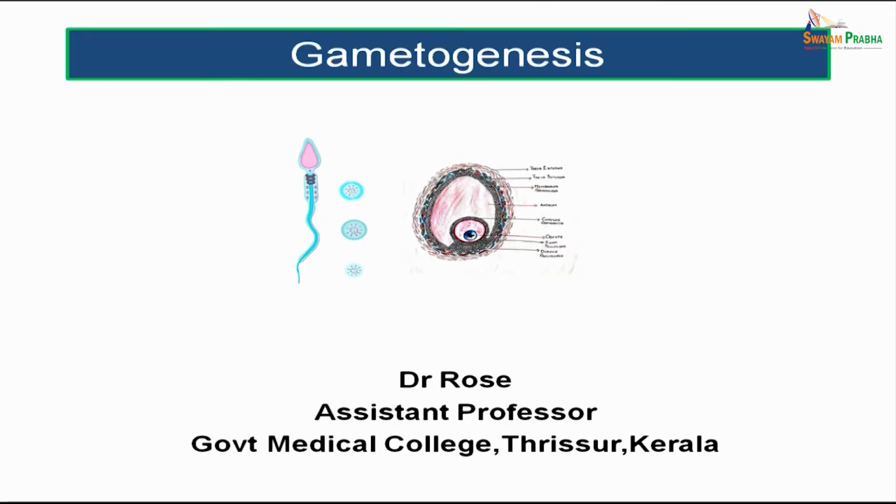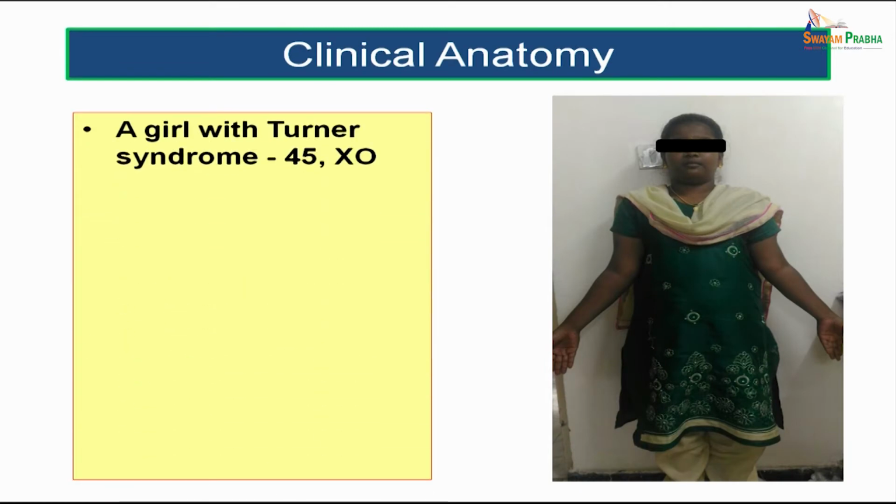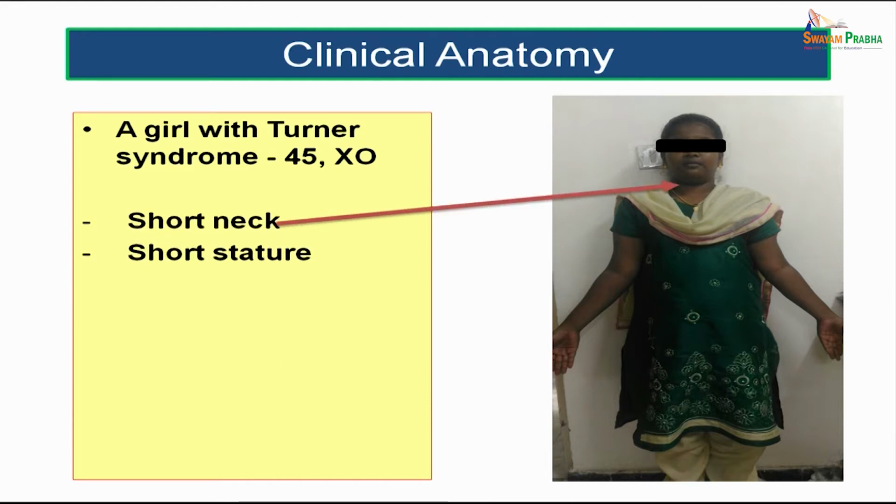Before moving on to the topic proper, this is a girl with Turner syndrome. We all know the karyotype of Turner syndrome. It is 45XO. What happened to the extra X chromosome? It is missing there. Because of that, she has a short neck, a short stature, and she is also suffering from cubitus valgus.